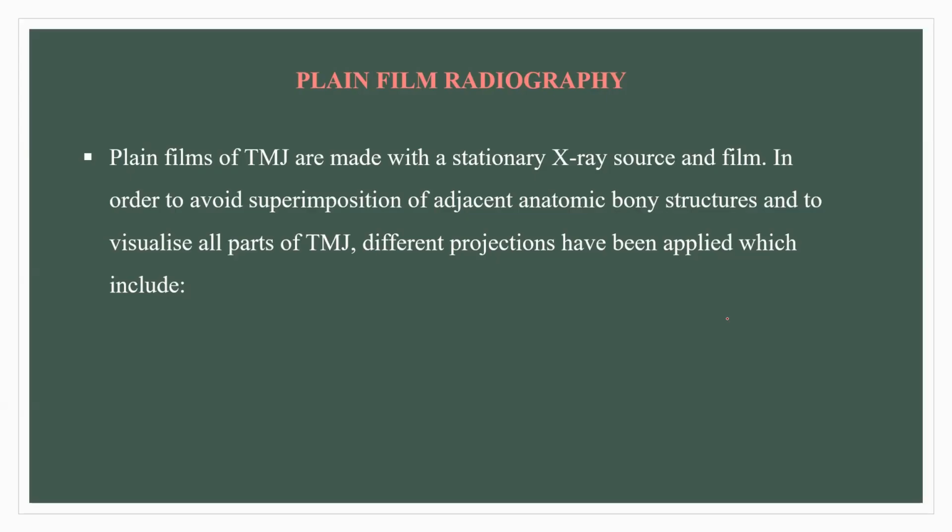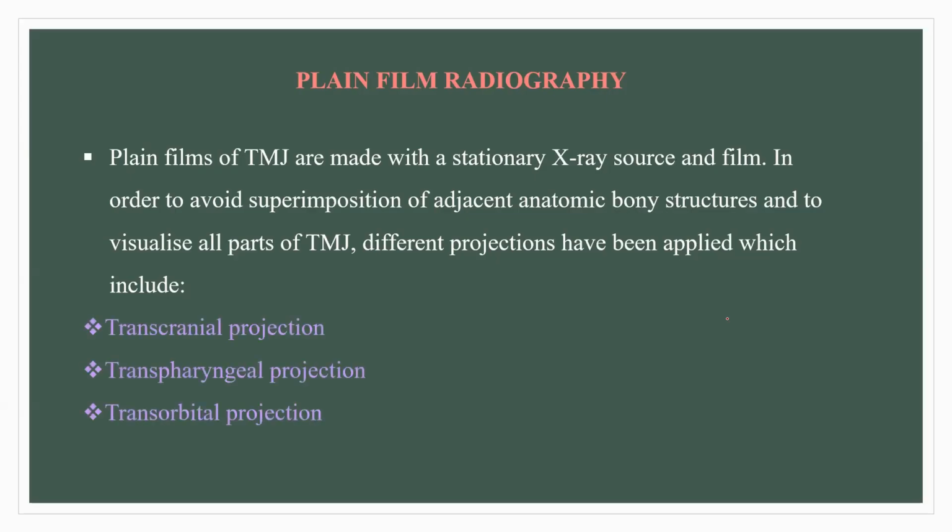So we have a question: we have different types of plain film radiography, right? We have transcranial, transpharyngeal, and transorbital. Why do we have to take different projections? So the answer is given over here: in order to avoid superimposition of the adjacent anatomical structures and also to visualize all parts of the TMJ. Okay, so that is why we take from different positions.